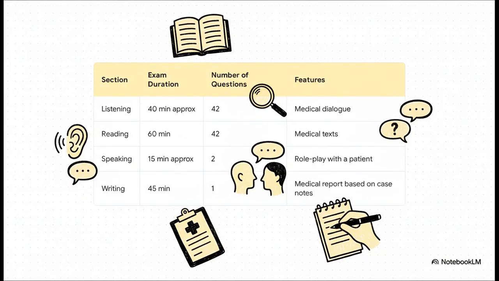Okay, so this table gives you a great snapshot of how the 4 sections are weighted. You'll notice right away that reading gets the most time, a full 60 minutes, while speaking is the quickest, at about 15. And each one of these sections is designed to test a very specific skill, whether it's understanding a dialogue or putting together a formal medical report.